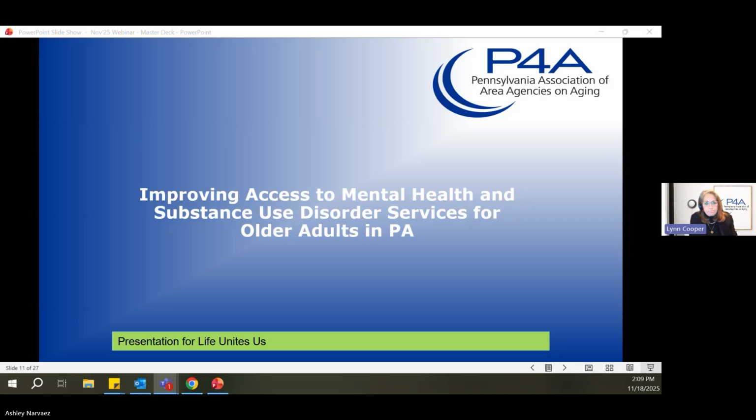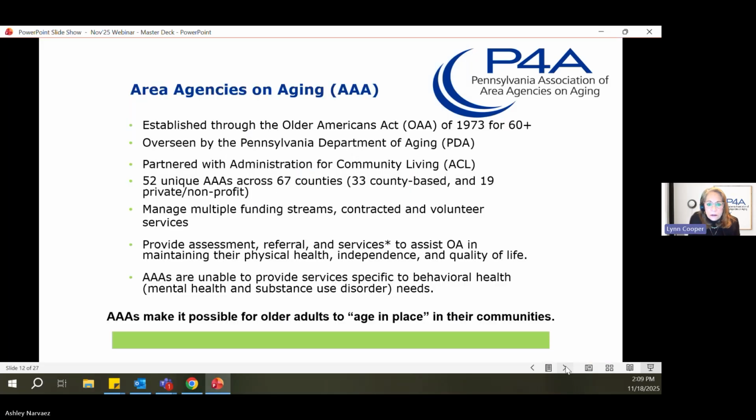Next slide, please. And this is just a little bit about who I represent. There are 52 area agencies on aging across the Commonwealth, and there's one in every county. And if you do not know anyone at your AAA, I strongly encourage you to make a phone call. And that includes everybody here.